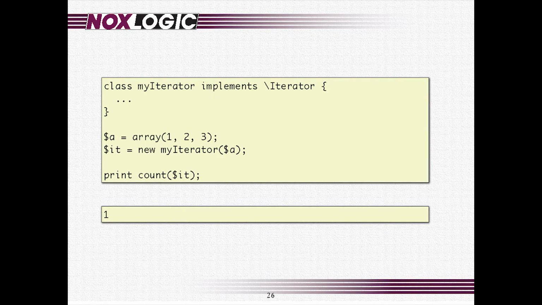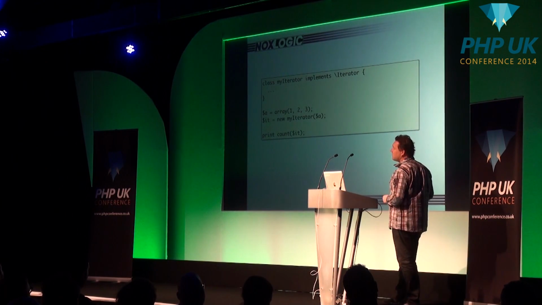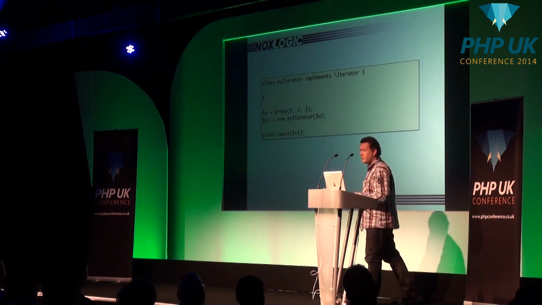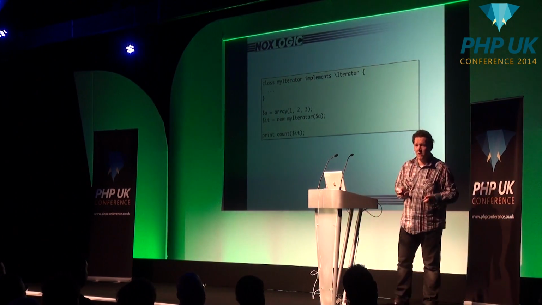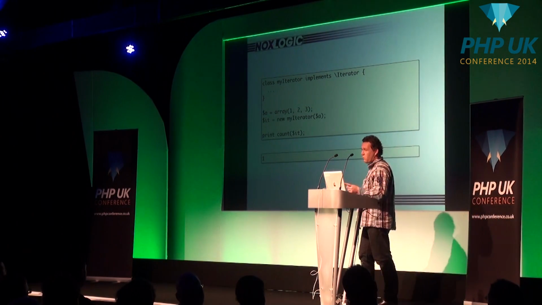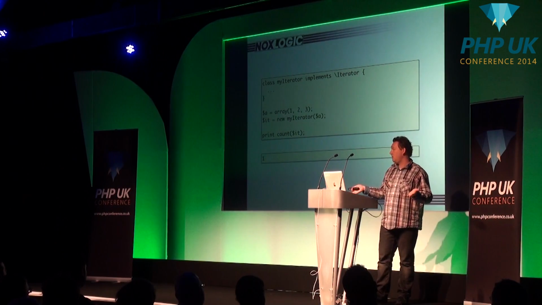So first of all, I have a simple iterator. And that iterator, without actually putting the code here, assume that it's an iterator that you put an array in, and then it iterates over that array. Now, in this case, what would print count IT do? What would it return? Anything? Anybody? A guess? 1? Okay, 1. Why? Because you only give it one iterator to count. So count sees, oh, that's one object, so I return 1. It's pretty basic PHP knowledge.